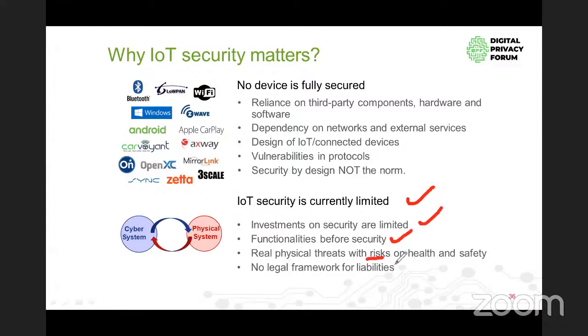Real physical threat with risk on health and safety. No legal framework for liability. So something happened. What is illegal? How can I sue you? Which court can I take you to and say that because of IoT vulnerability, my entire factory is in loss? My power is shut down. My home is locked. How can I sue you or take you to court? So this legal framework is still underdeveloped. There is a cyber system, there is a physical system, but still there is a gap, right?